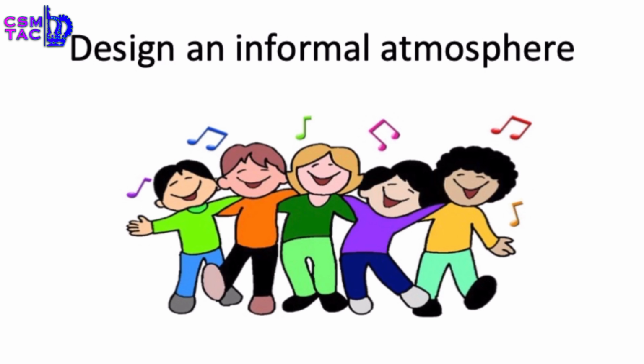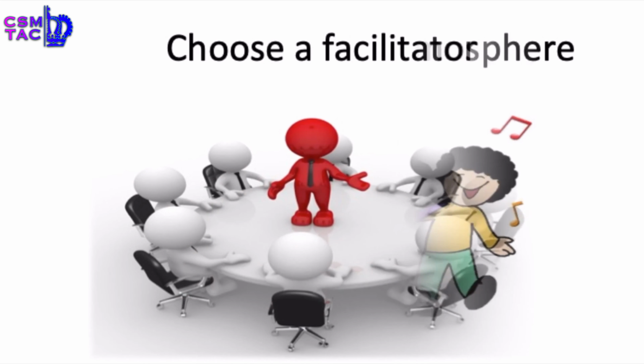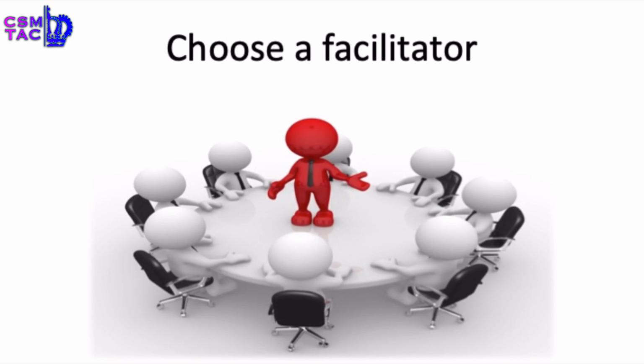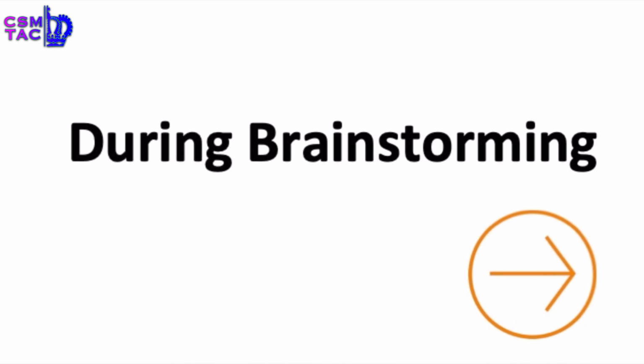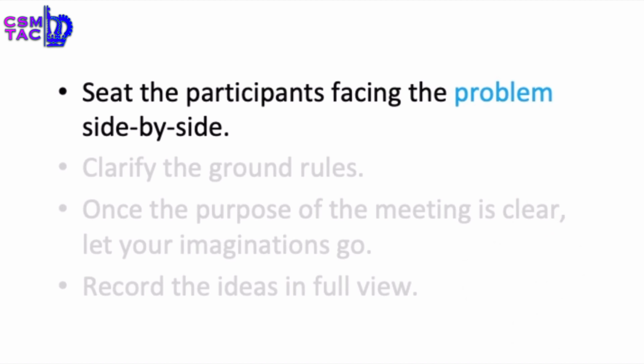Design an informal atmosphere. What does it take for you and others to relax? It may be talking over a drink, meeting at a vacation lodge, or simply taking off your tie and jacket during the meeting. Choose a facilitator. Someone at the meeting needs to facilitate, to keep the meeting on track, to make sure everyone gets a chance to speak. And during brainstorming, seat the participants facing the problem side by side.